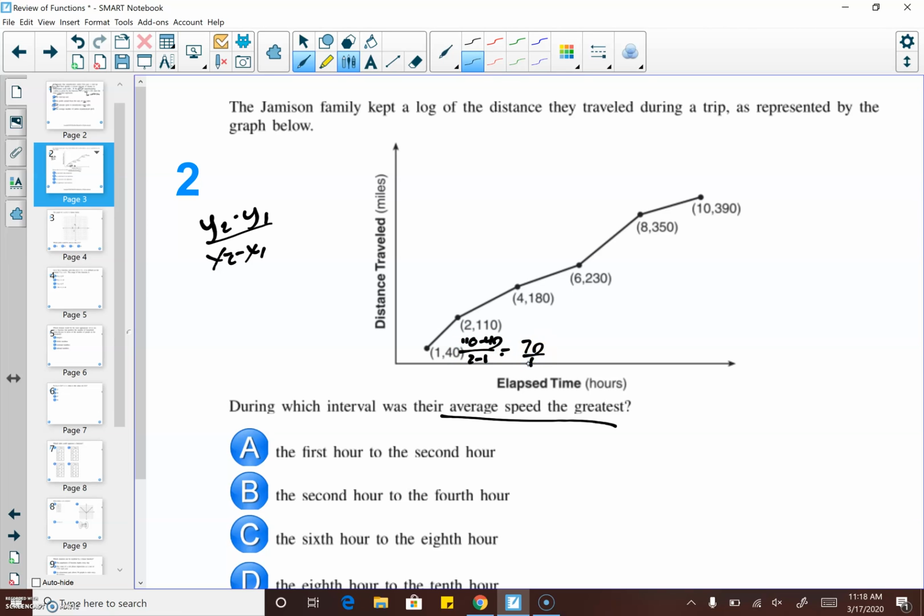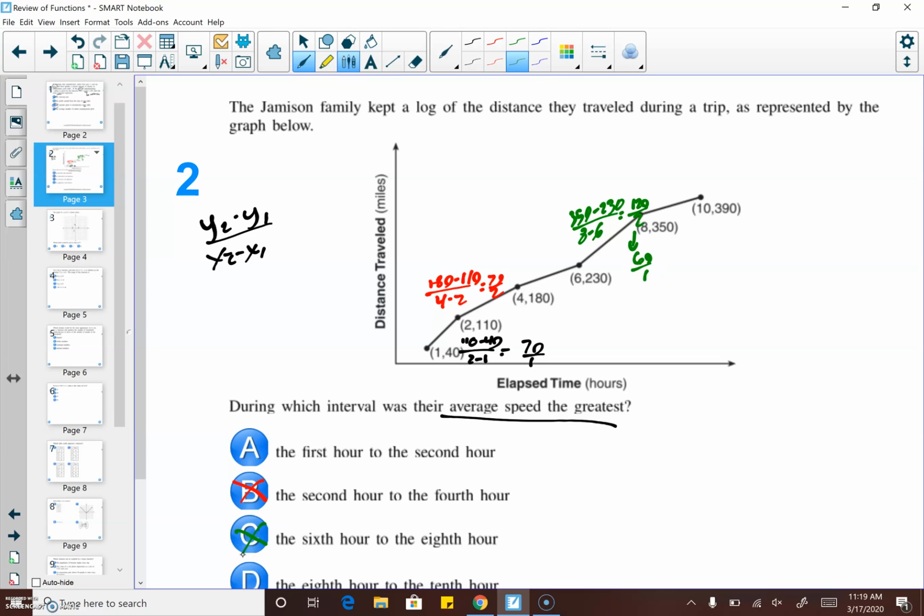which is 70 over 1. For the second to the fourth hour, that's 180 minus 110 over 4 minus 2, which is 70 over 2. So that's definitely not greater than 70 over 1. 6 to 8. Now this looks the steepest, but again, we're going over a 2-hour interval there. So 350 minus 230 over 8 minus 6 is 120 over 2, which is really, and I'll write down here below, that's really 60 over 1.